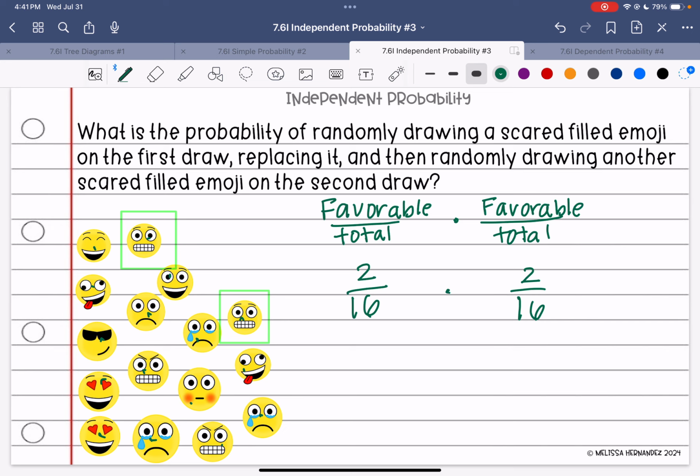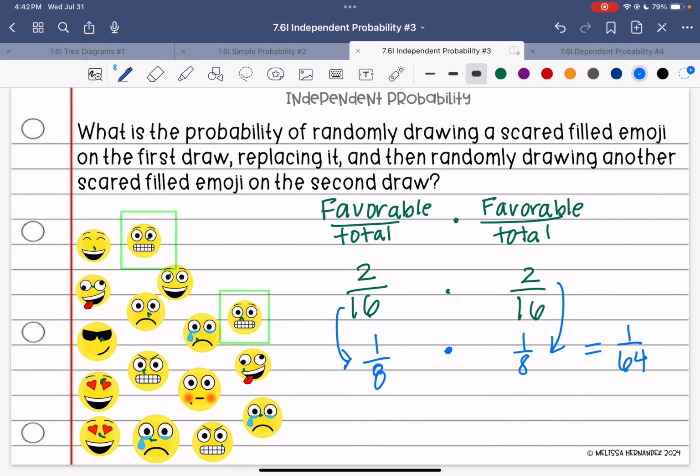No common denominator is needed. However, you can simplify first. Well, they're both even, 2 over 16, so that does simplify to 1/8. And then this will also simplify to 1/8. We still times it. You multiply the numerators, you multiply denominators. 1 times 1 is 1. 8 times 8 is 64. Okay, so the chances of you drawing a scared-faced emoji twice, back to back, take out, put it back in, is 1 out of 64 chances.